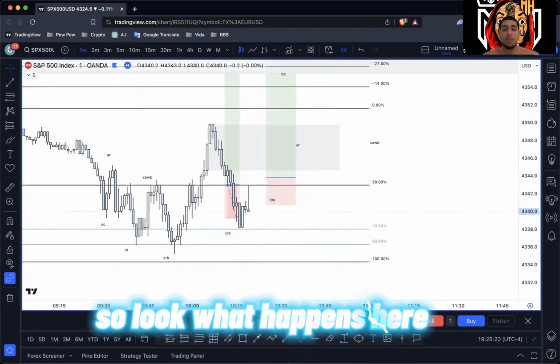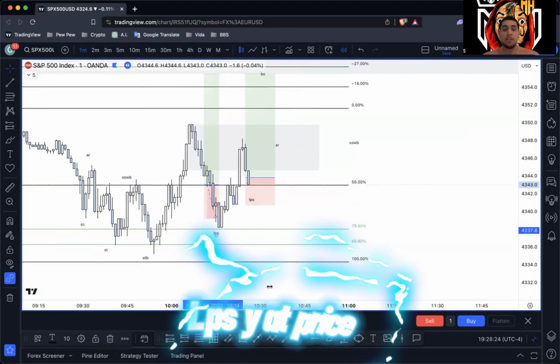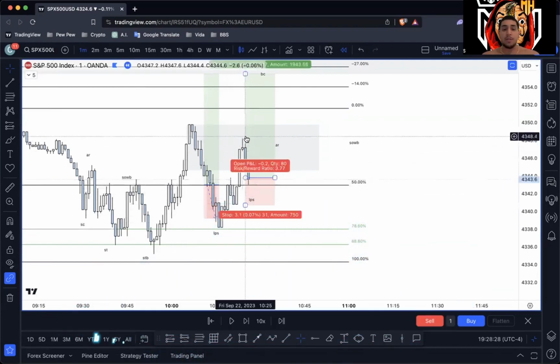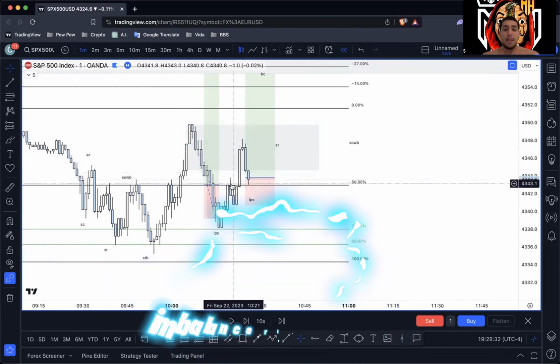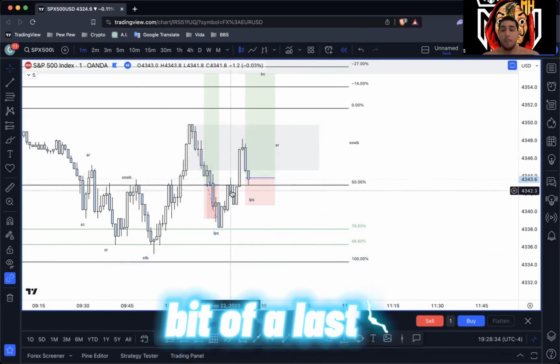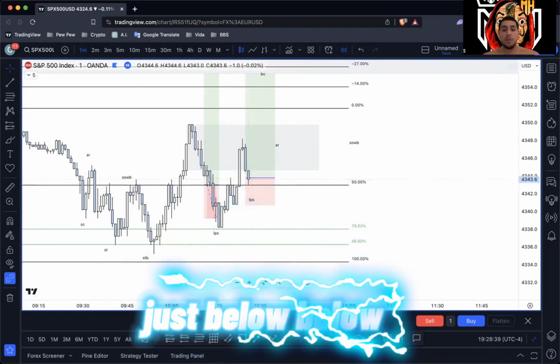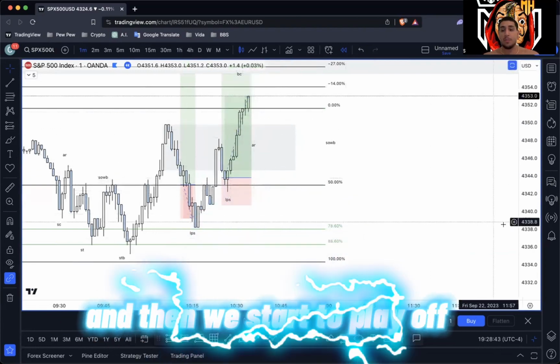So look what happens here. Price goes ahead, where we create that higher low, that last point of support, LPSY. And price then goes ahead, breaks above, creates another higher low, breaks above again. Huge shift of momentum with this bullish candle. Imbalance, right? Bit of a last breaker box to the downside. So we're going to go ahead and enter on the wick. Stop loss just below the low. And price goes ahead, bit of a retracement in, and then we start to play off.